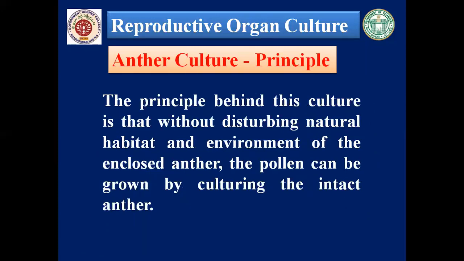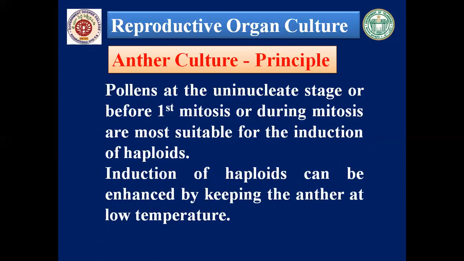The principle behind this culture is that, without disturbing the natural habitat and environment of the enclosed anther, the pollen can be grown by culturing the intact anther. Whatever pollen grains are within the anther, we grow them without disturbing their natural environmental conditions and habitat, and we are going to develop haploid plantlets. That's why the anther culture technique is very important, because we are not disturbing the natural environmental conditions of the anther and the pollen grains.